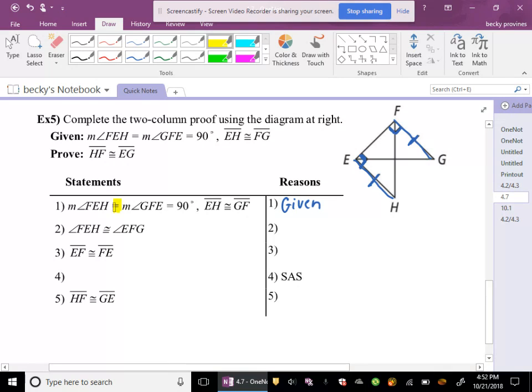If you notice, it went from equals to congruent. That's the only thing that changed. So this is definition of congruence, and you can spell the word or put the symbol.